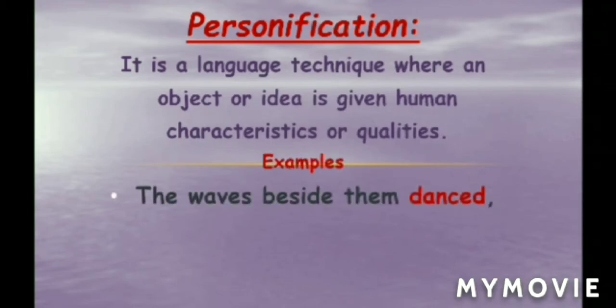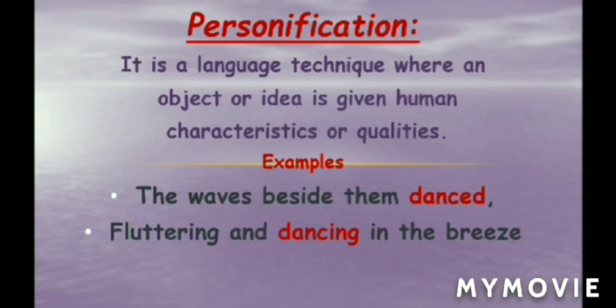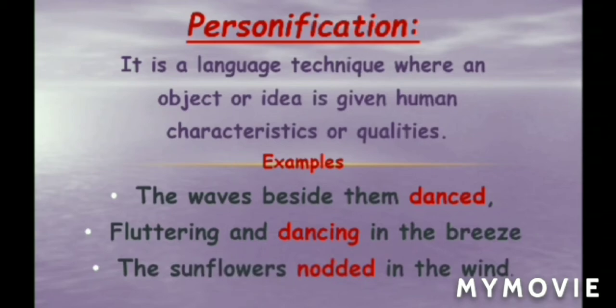The waves beside them danced, fluttering and dancing in the breeze. Dancing is a human attribute, but given to waves in the first example and daffodils in the second example. Another example: the sunflowers nodded in the wind. Again, nodded is a human characteristic. So, danced and nodded in these examples are personification.